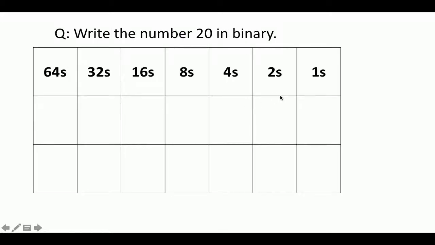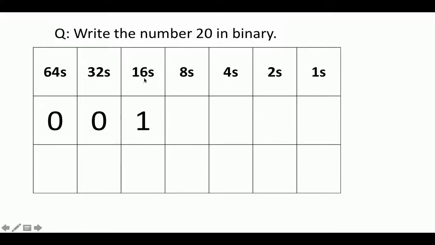Let's write out our columns. It doesn't help us yet because we don't have the binary thing. We can't work this out. So we've got 1s, 2s, 4s, 8s, 16s. And what we do is we work upwards from 1s. Is 20 bigger than 1? Yes, it is. Is 20 bigger than 2? Yes, it is. Is 20 bigger than 4? Yes. Is 20 bigger than 8? Yes. Is 20 bigger than 16? Yes. Is 20 bigger than 32? No. So there must be 0 64s and 0 32s in 20.